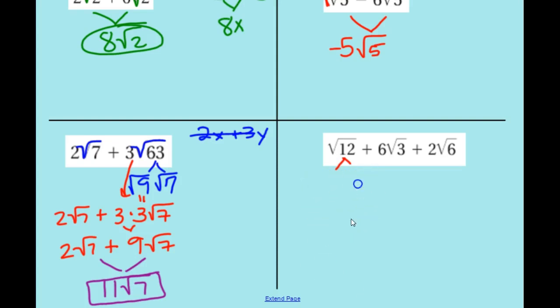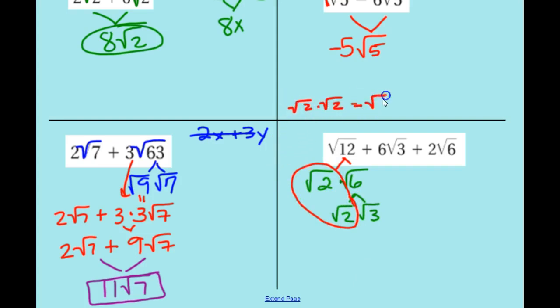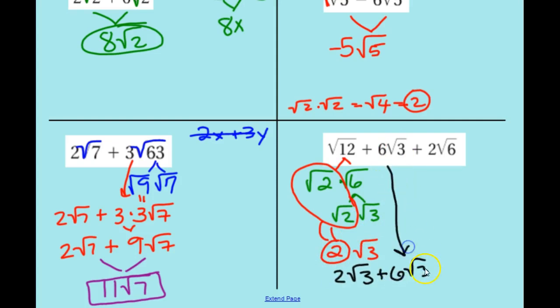If you didn't think of that right away and you did 2 times 6, that's fine. Then we know 6 is the square root of 2 times the square root of 3. So when we have 2 of the same ones here, we know the square root of 2 times the square root of 2 is really the square root of 4, which is really just 2. So if you see 2 of the same square root right there, that's really equal to just 2. And then we have the square root of 3 over here. So what we have is 2 square root of 3 plus 6 square root of 3.